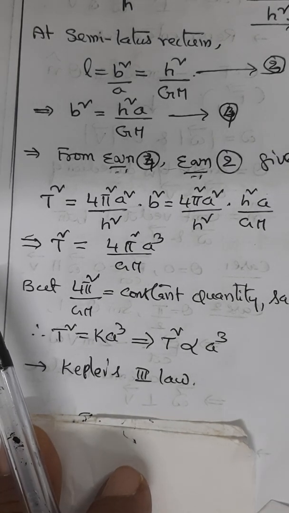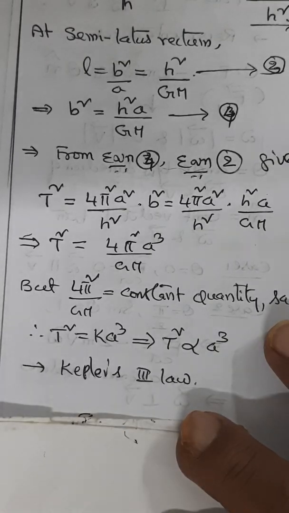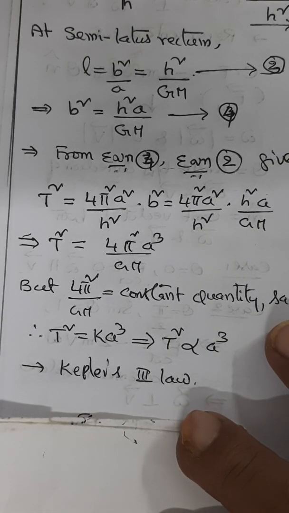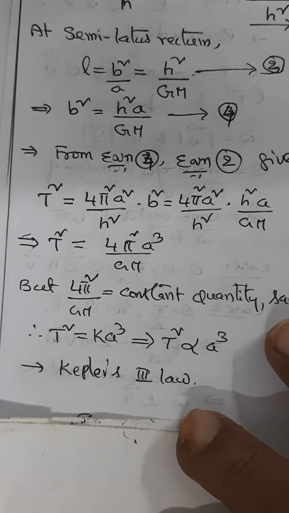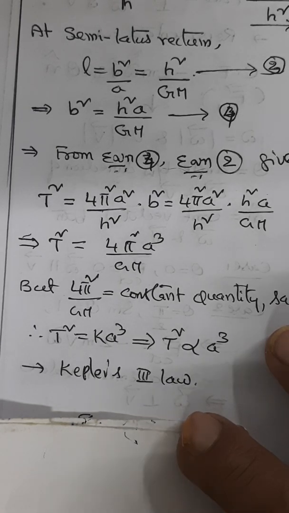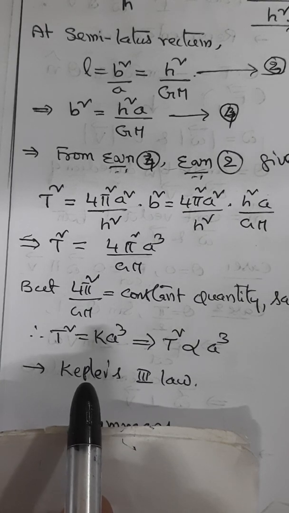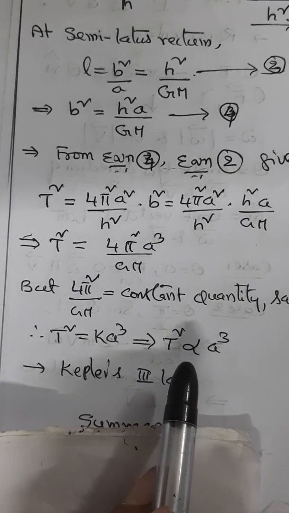What does Kepler's third law basically talk about? Kepler's third law, which is known as the law of time period, says the square of the time period of a planet's orbital motion is proportional to the cube of its mean distance from the sun. That is, T squared is proportional to r cubed. T squared by r cubed is constant for all planets. So when you say that T squared is proportional to a cubed, it has given you the value.